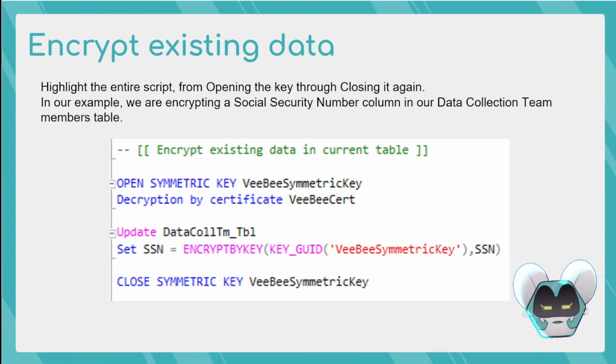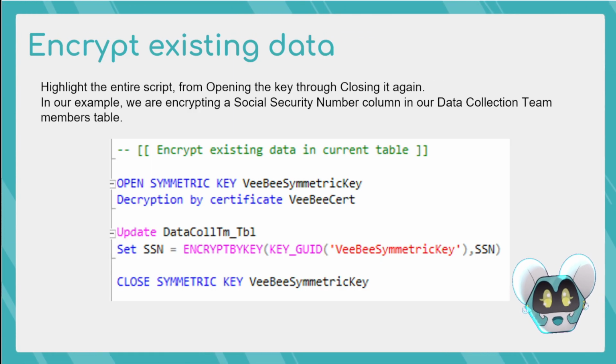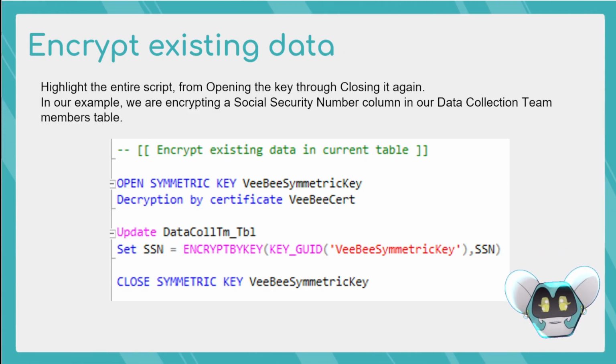So to encrypt data that is already in your table, you first need to open the symmetric key, and then you can do your update. Basically, we are going to take the original information of that column and surround it by encrypt by key and reference the key GUID from that symmetric key. And after the update, you close the symmetric key at the end.